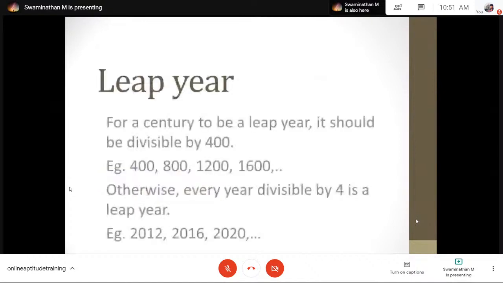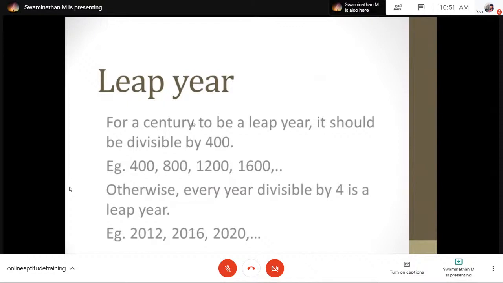This is a simple question asked many times. Any year will be given. You have to tell whether it is a leap year or not. It will be like which of the following is a leap year or which of the following is not a leap year. So for a century to be a leap year, it should be divisible by 400. Many people don't know this. Please note it down. For a century to be a leap year, it should be divisible by 400.